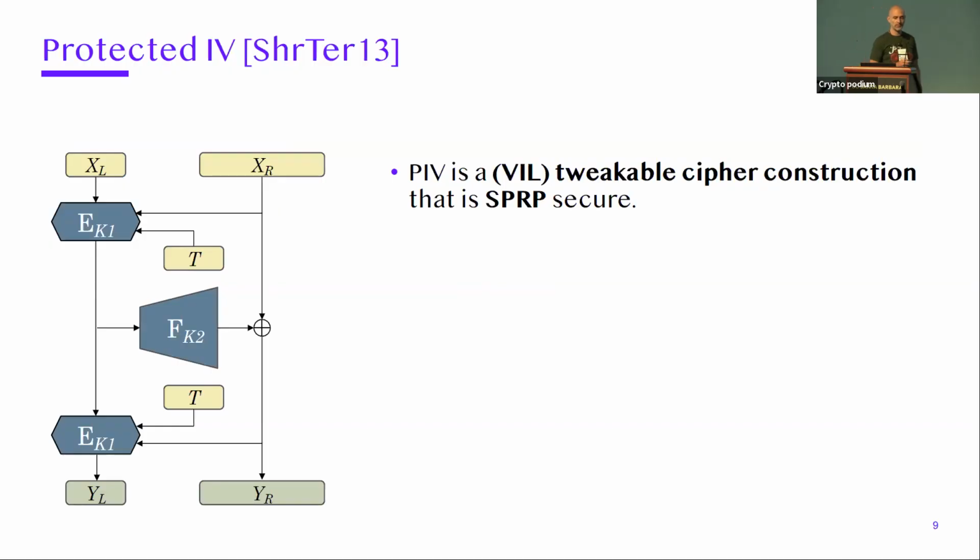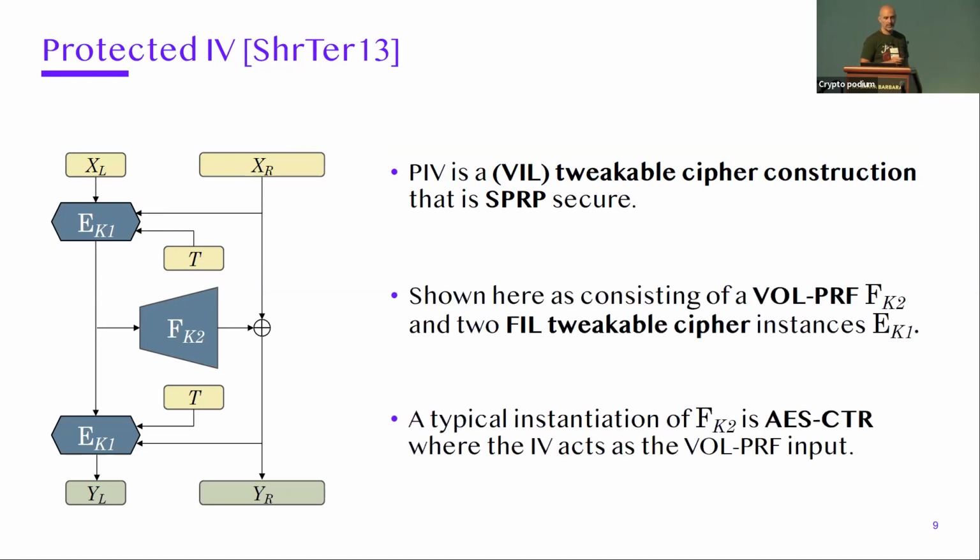Our starting point here is the PIV construction, or protected IV construction, by Shrimpton and Terashima. And this construction builds a tweakable cipher that achieves the stronger notion of SPRP security. It consists of 3 layers. The first layer and the third layer consist of a fixed input length tweakable cipher with a variable length tweak size. And the middle layer consists simply of a variable output length PRF that is typically instantiated with a block cipher in counter mode.